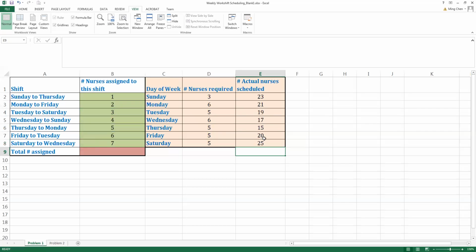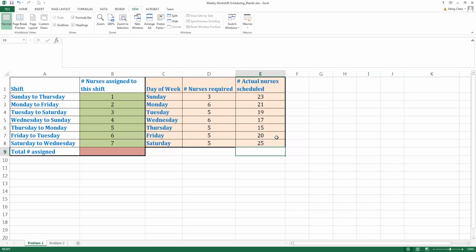These are the minimum requirements. These are the actual people we hired. Clearly, as you can see, we overstaffed. We hired too many people. We don't need that many. But don't worry about it, because as I said, eventually Excel is going to change it. So this is just a starting point. It's the initial solution. It's not the optimal solution. Excel is going to change the solution in the end.